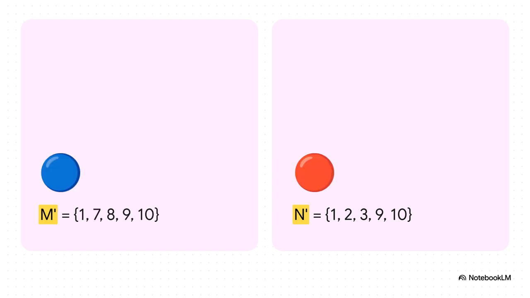So here's the grand finale. The problem asked us to find M prime intersection N prime. Now, that upside-down U symbol means intersection, and intersection literally just means, hey, what do these two groups have in common? We've got M prime on the screen, 1, 7, 8, 9, and 10, and we've got N prime, 1, 2, 3, 9, and 10. Scanning across both of these sets, which numbers pop up in both lists? Let's trace it out together. 1 is in both, 9 is in both, and yep, 10 is in both. Therefore, the intersection is exactly those shared elements, 1, 9, and 10.